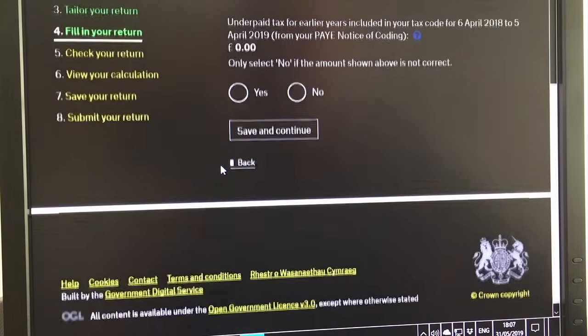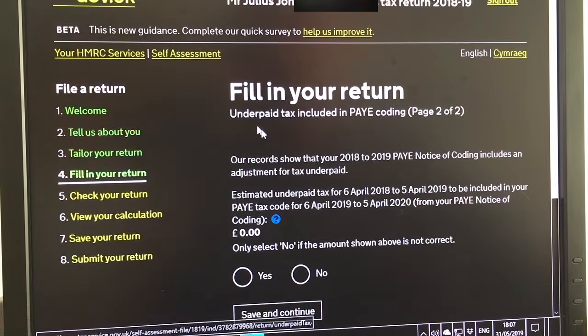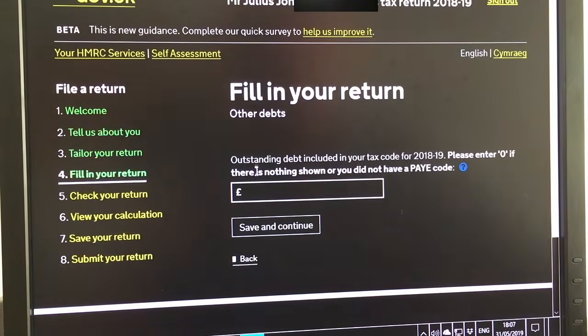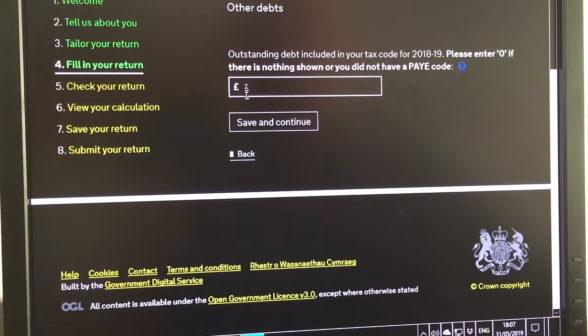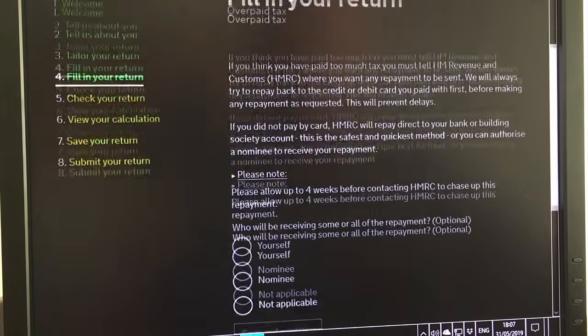Right. No, don't worry about it. There's no underpayments. So only select no if the amount shown above is incorrect. So I'm going to say yes, it's correct. Save and continue. Yes, that's correct. Save and continue. Any amounts outstanding from previous years? I'm just going to say no, there's nothing. Save and continue. Right.